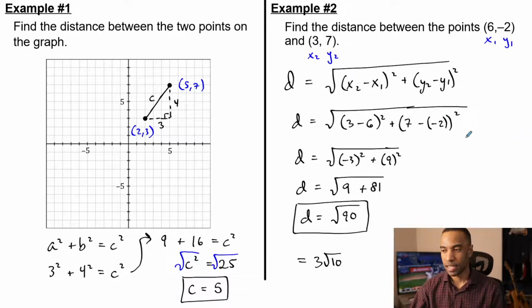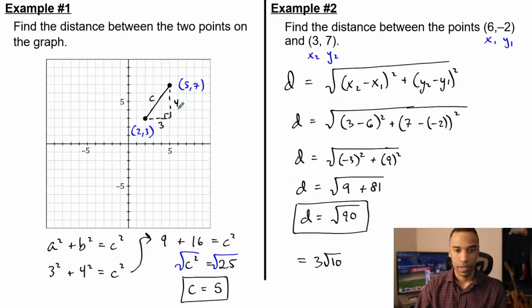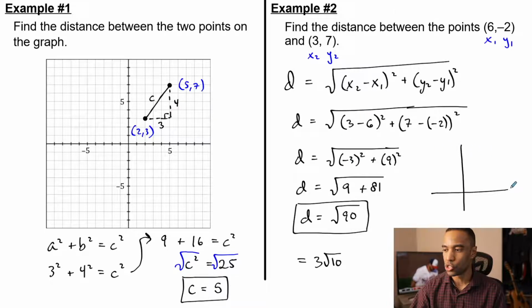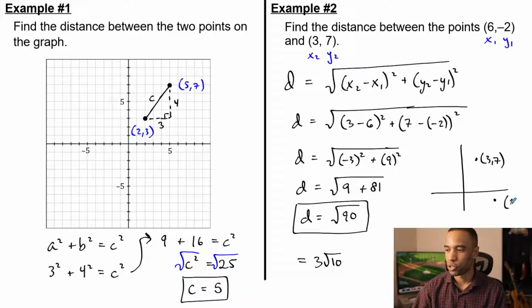Now, if I did use the Pythagorean theorem version of this instead of the distance formula, what I would probably do is just give this a super rough drawing. Here's 3, 7, and here's 6, negative 2. And what you're just doing, once again, is building yourself a right triangle here and trying to find out, hey, what's the distance between my y's and the distance between my x's? What's the distance between 3 and 6? Those are my x's. That's 3.